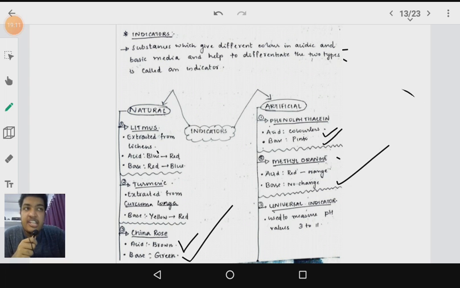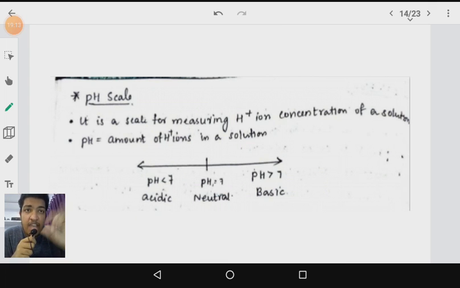So now let us study what is pH. We have a scale for measuring pH, that is known as the pH scale. The pH scale is a scale which is used for measuring the hydrogen ion concentration of a solution.